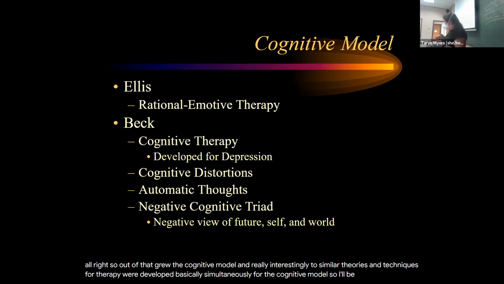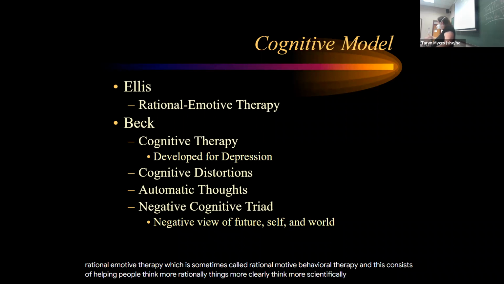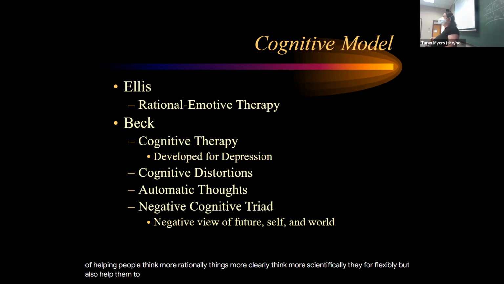So Albert Ellis developed rational emotive therapy, which is sometimes called rational emotive behavioral therapy. And this consists of helping people think more rationally, think more clearly, think more scientifically, think more flexibly, but also help them to understand and feel their emotions more appropriately and to act more functionally. So there's that behavioral component.